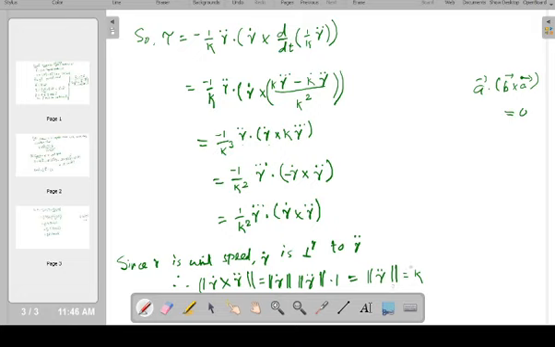Therefore tau equal to, I will write here on the right side, and I will erase this part.